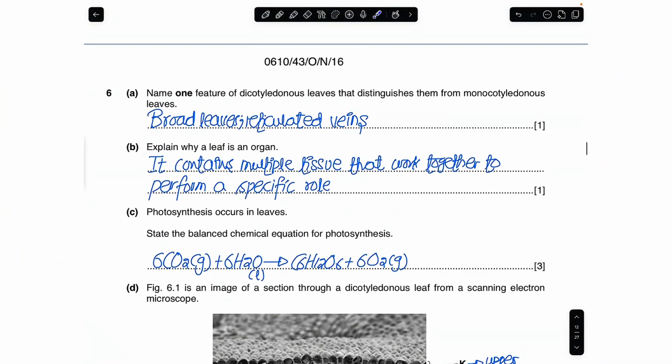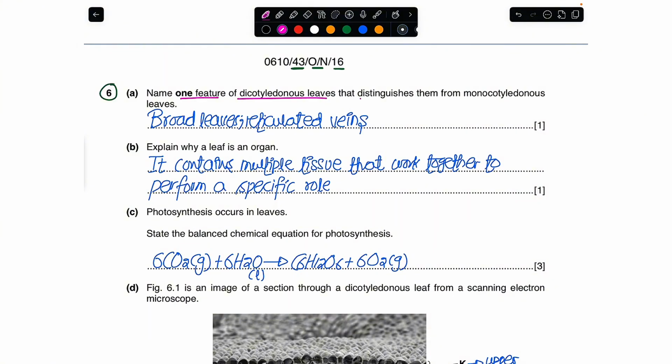If I were to move beyond, this again is a question where he would be assessing your knowledge of leaf structure. This appeared in October/November of 2016, variant 4.3, and the exam question was question number 6. They say, name one feature of dicotyledonous leaves that distinguishes them from monocotyledonous leaves.